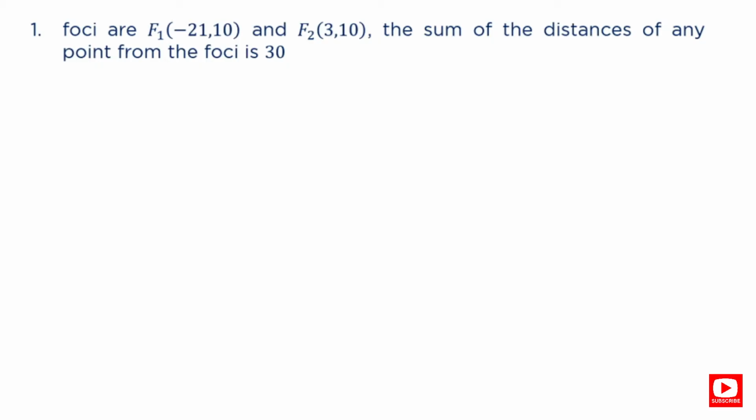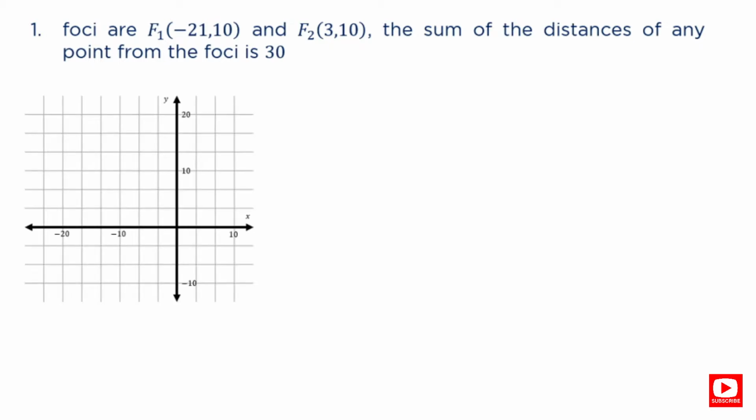So we have here the foci are (-21, 10) and (3, 10). And the sum of the distances of any point from the foci is 30. Now take note, to know the standard equation of the ellipse, we need to identify first its orientation, because the standard equation depends on the orientation of the ellipse. And one way to do that is to plot the given points, these foci, on the Cartesian plane. In that way, we can picture out the orientation of our ellipse.